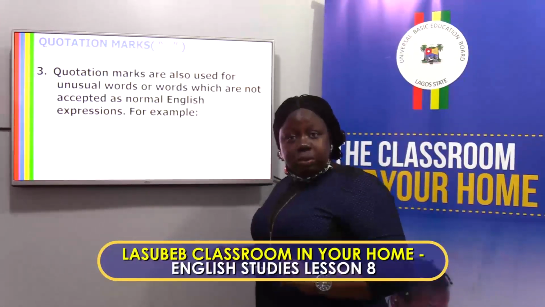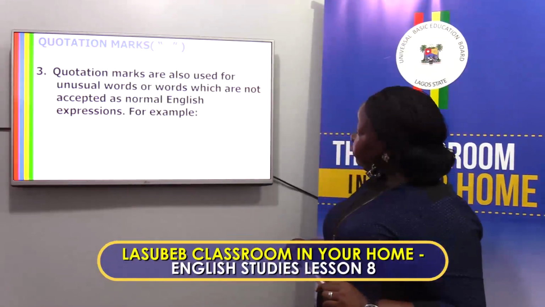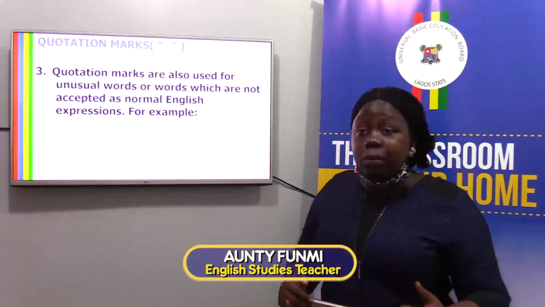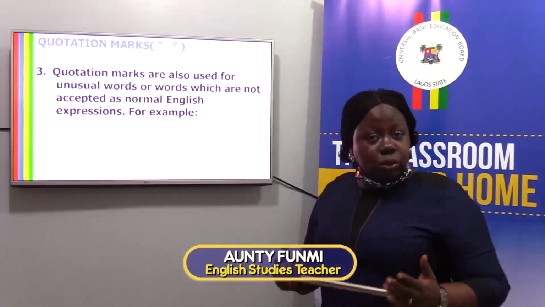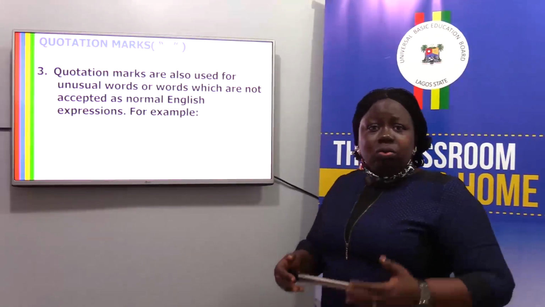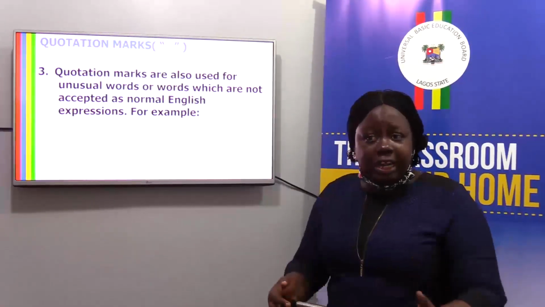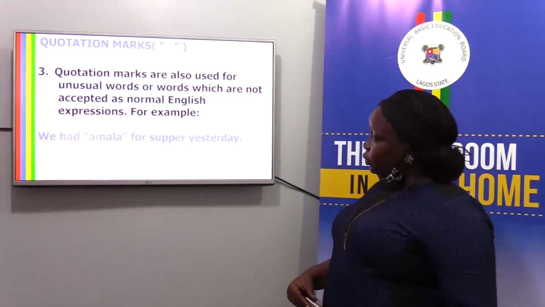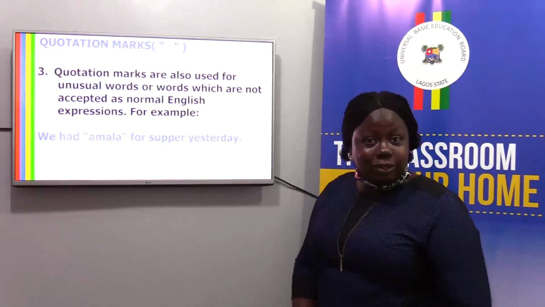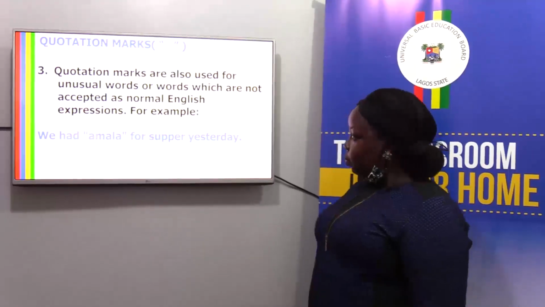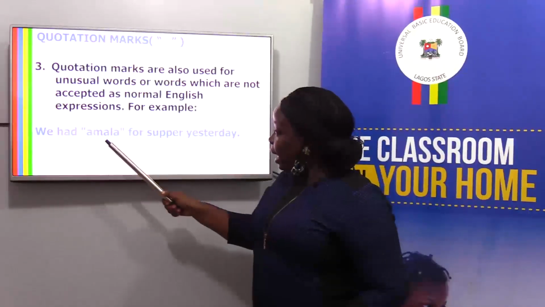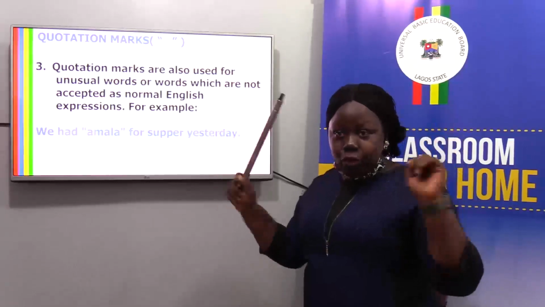What other things do we use quotation marks for? We use quotation marks for unusual words or words which are not accepted as normal English expressions. For example, we had amala for supper yesterday. Every one of us knows that amala is not an English word. So we can quote it. We can use quotation marks to show we had "amala" for supper yesterday.